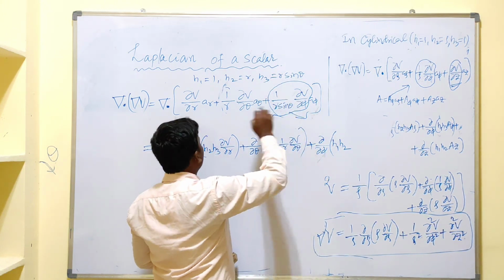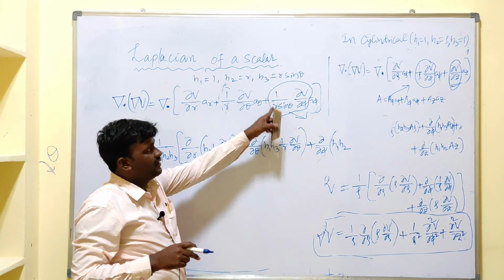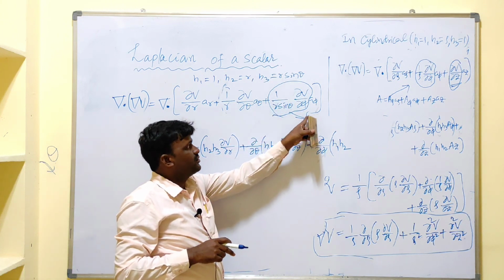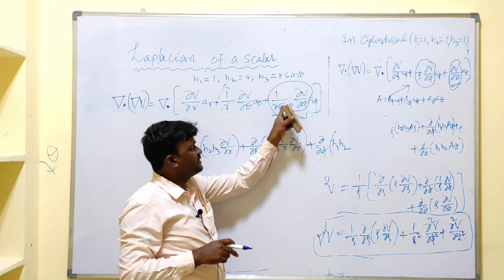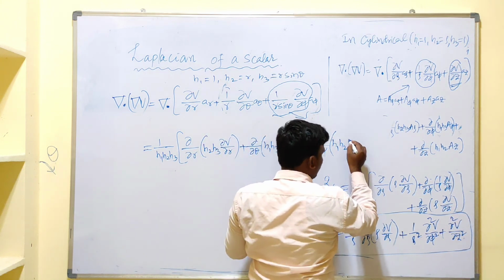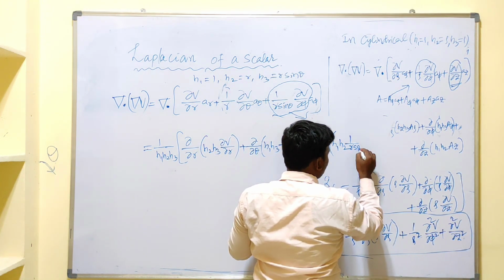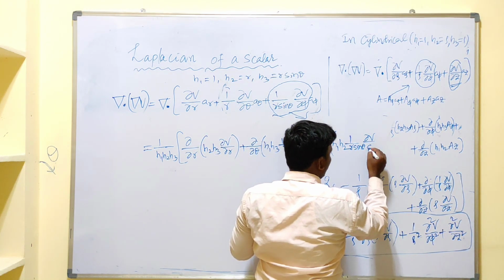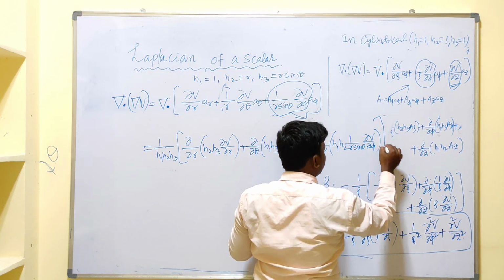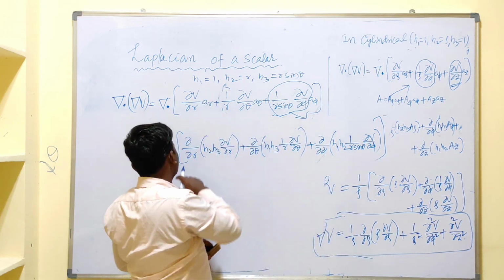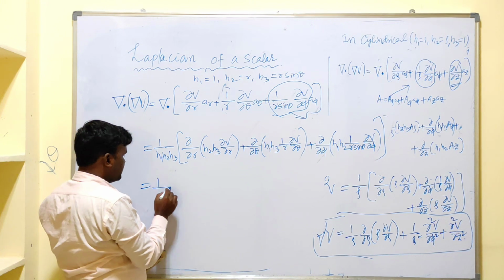A vector del V gives what? The gradient of any scalar gives a vector. So for this vector component, the φ component is this entire part, 1/(r sin θ) ∂V/∂φ. This is all about what? Expansion of this one.